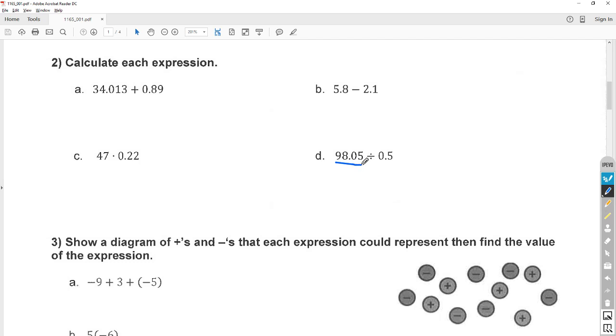All right, so let's go into dividing decimals. So first number always goes inside your division sign. So this is 98.05 goes inside. Divided by 0.5.